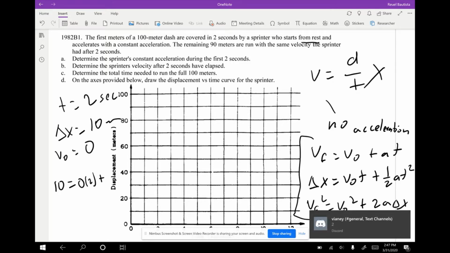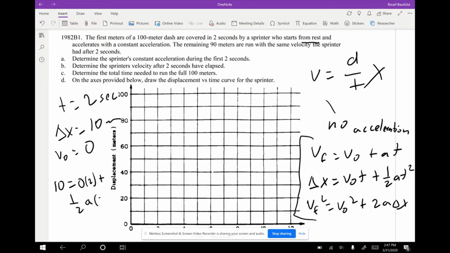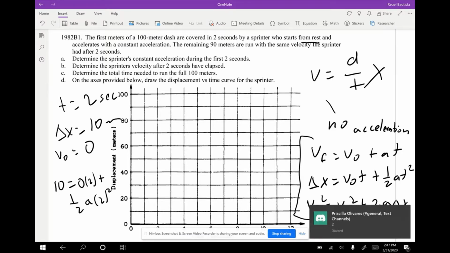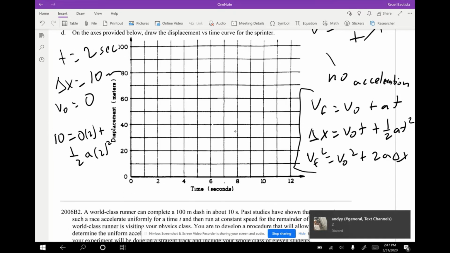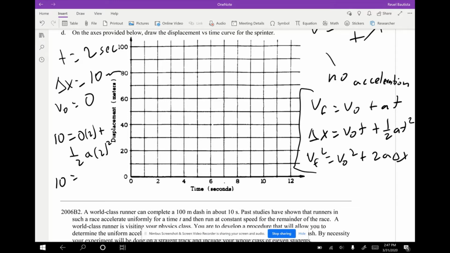Okay, all right, sounds good, guys. So we can obviously solve for this, right? This is a pretty easy calculation. 10 is equal to 0 times 2, which is just 0, plus 1/2 a, and 2 squared is 4, right? So 1/2 times 4 is 2a, and then you find out that a is equal to 5, and that's going to be 5 meters per second squared.